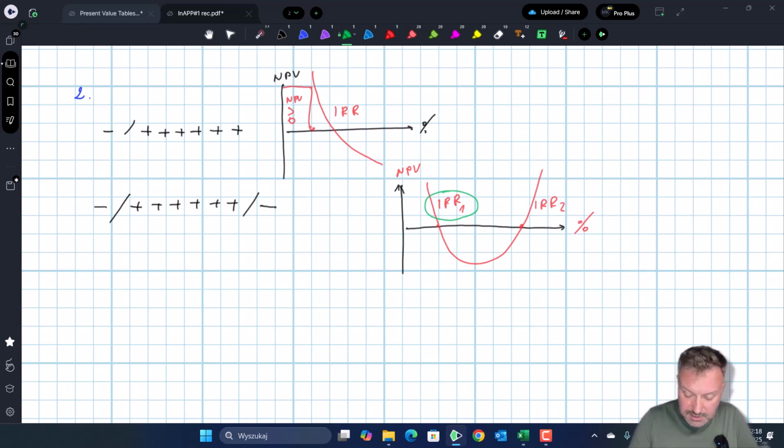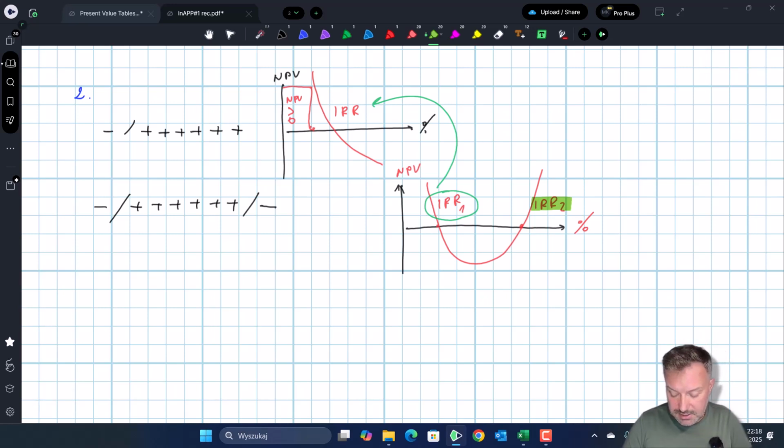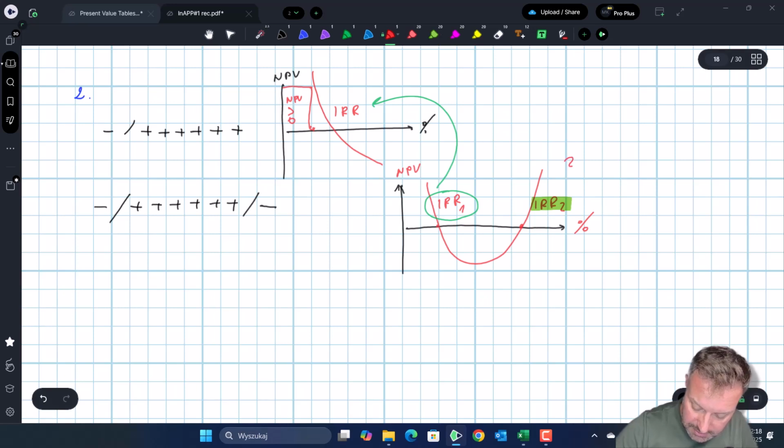Obviously, for this internal rate of return 1, the interpretation is pretty much the same as in the picture above, but there is a problem with this IRR2. It doesn't make any economic sense. It's obviously absurd to think that when the cost of capital is just sufficiently high, the NPV of the project will start increasing again. That is not true, so this cannot be explained.